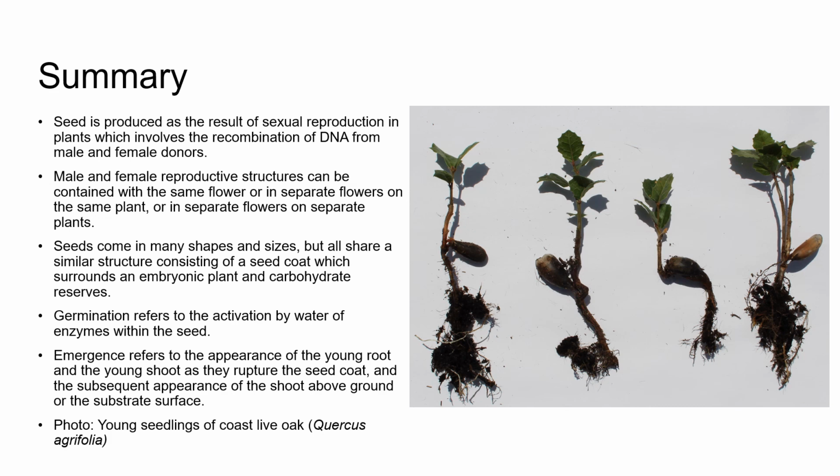Seeds come in many shapes and sizes, but all share a similar structure, consisting of a seed coat which surrounds an embryonic plant and carbohydrate reserves. Germination refers to the activation by water of enzymes within the seed that start the germination process. Emergence refers to the appearance of the young root and the young shoot as they rupture the seed coat.